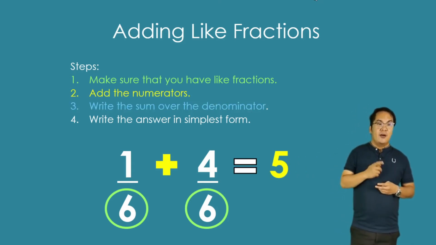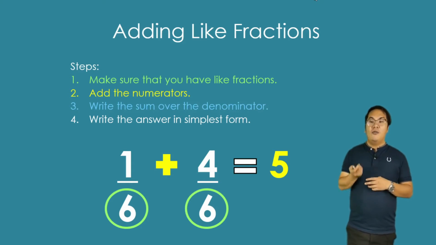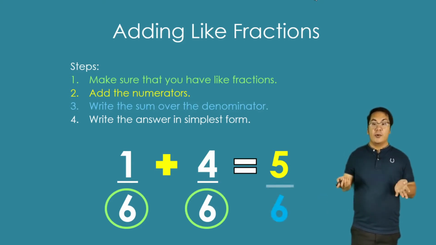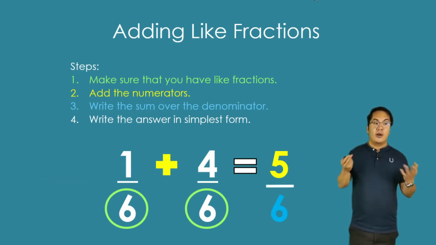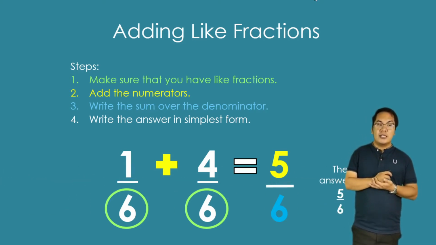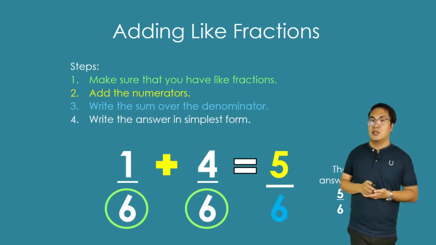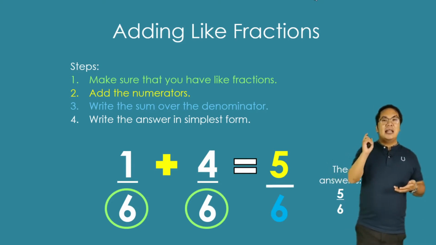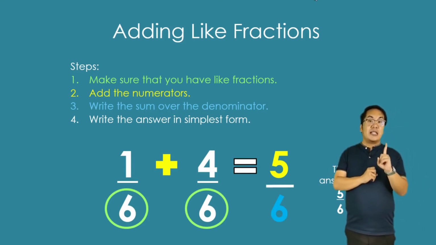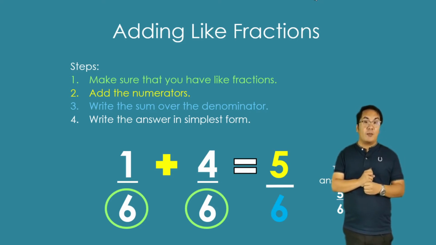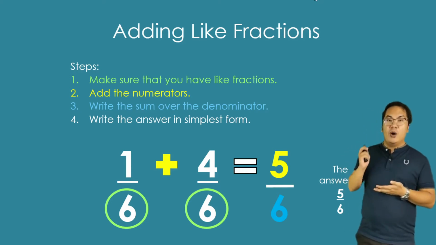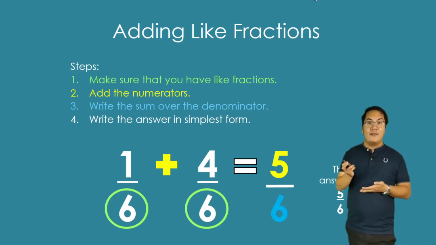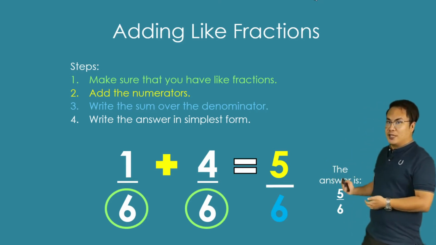Third step, write the sum over the denominator. You're just going to copy the denominator. So 1 over 6 plus 4 over 6 is equal to 5 over 6. The last step is to write the fraction in its simplest form. We all know that 5 is a prime number. So the answer is 5 over 6.